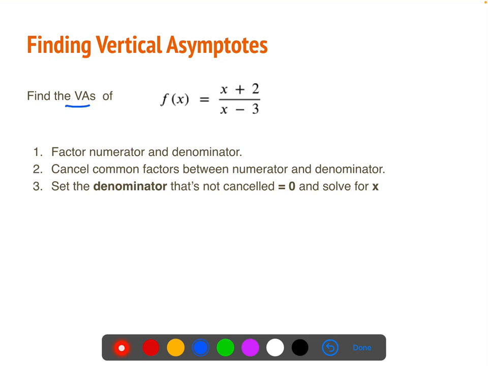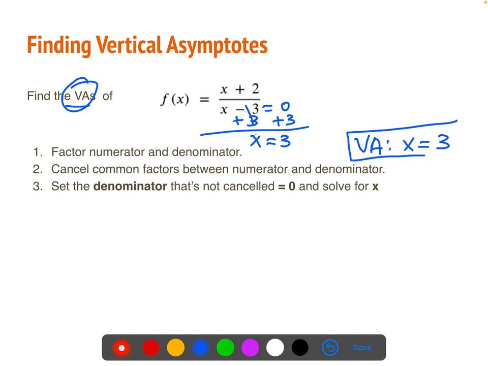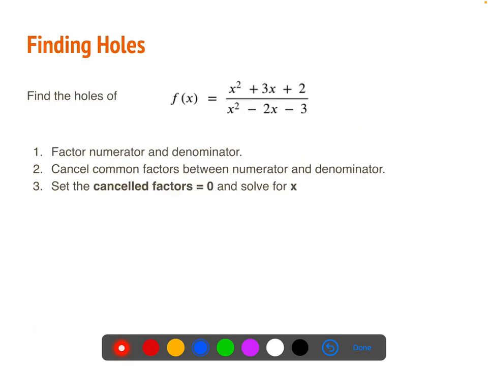Now this question asks us to find the vertical asymptote. So we start by factoring top and bottom and canceling if needed. No canceling, no factoring needed. Set the bottom equal to 0 and solve for x. In this case, the vertical asymptote is the break in the domain. It's the invisible line at x equals 3. That was pretty easy.